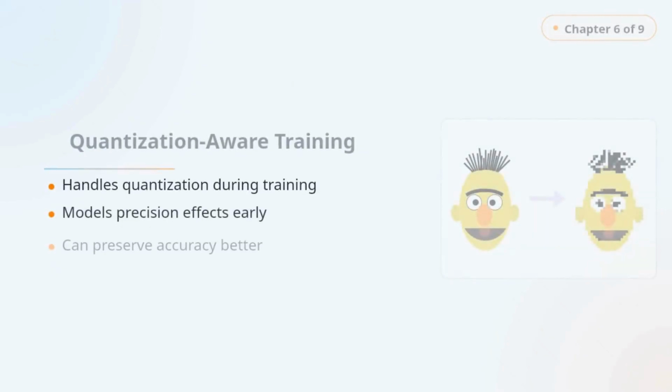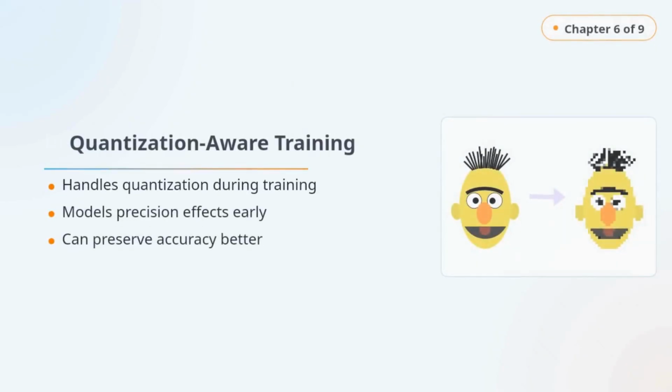The second type is quantization-aware training. Here, the model is trained while taking quantization effects into account. In other words, training simulates the lower precision environment so the model can adapt. This often helps when post-training quantization causes too much accuracy loss.